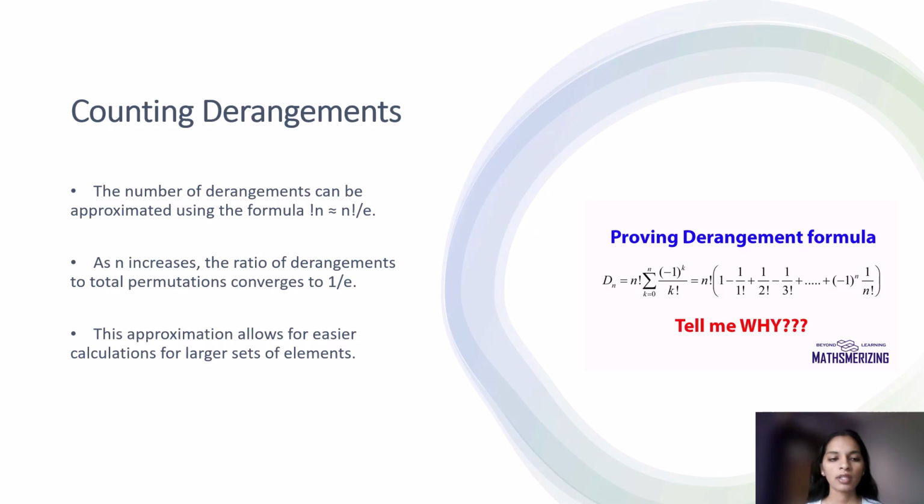Counting derangements. The number of derangements can be approximated using the formula !n approximately equals n factorial by e. As n increases, the ratio of derangements to total permutations converges to 1 by e. This approximation allows for easier calculations for larger sets of elements.